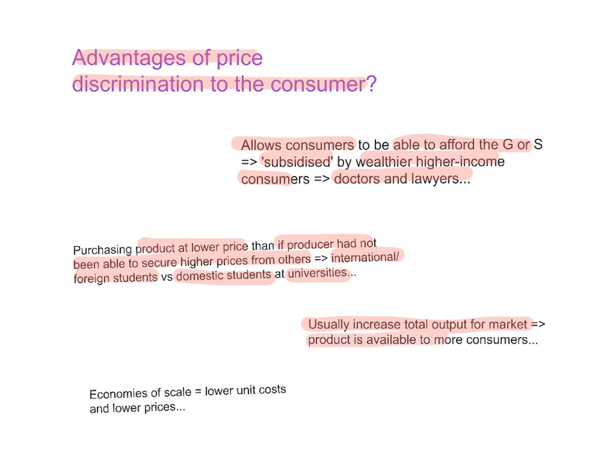Therefore, the product becomes more available to more consumers, and because of economies of scale, allowing the firms to produce a higher quantity of output, it lowers unit costs and therefore results in lower prices. So these are some of the advantages of price discrimination to the consumers.